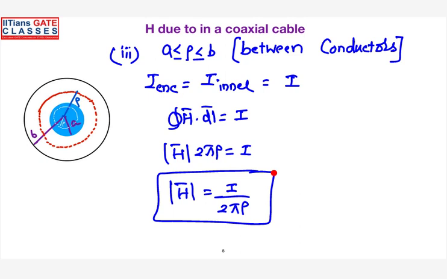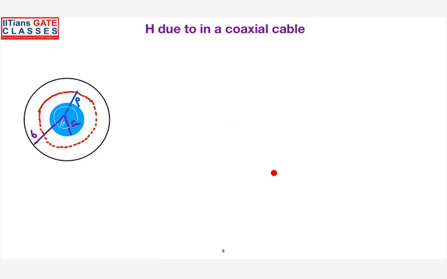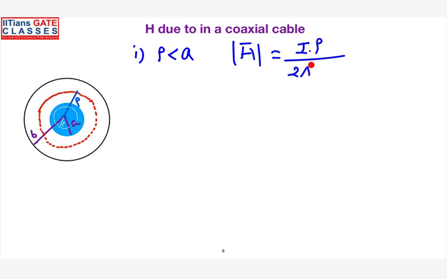Any questions you have? I will summarize here whatever we have discussed in the coaxial cable. The first thing, when you consider a point within the inner conductor, you are getting the magnetic field intensity equation like this: I rho by 2 pi a square. So your magnetic field intensity will increase with the increase in rho. So it is directly proportional.